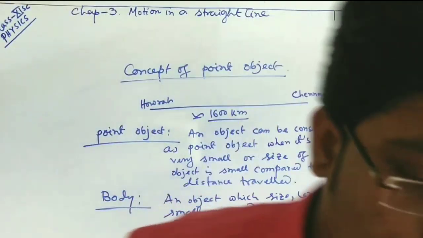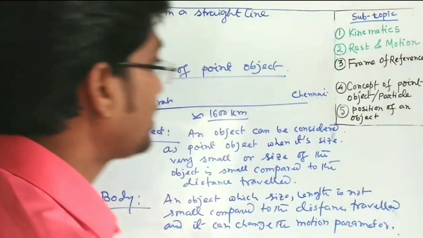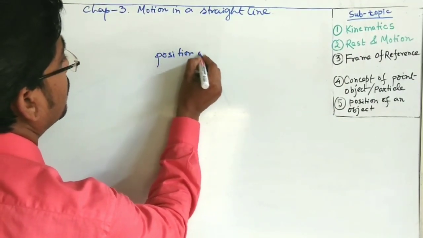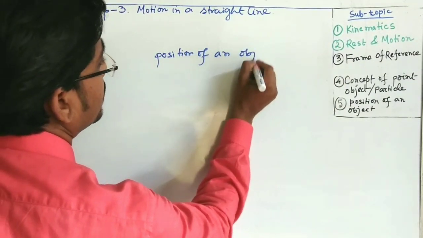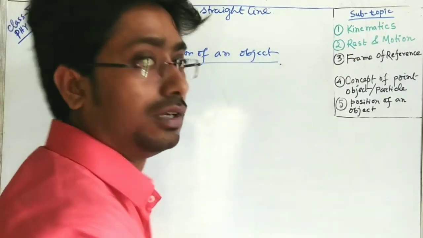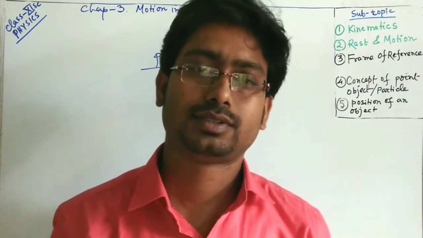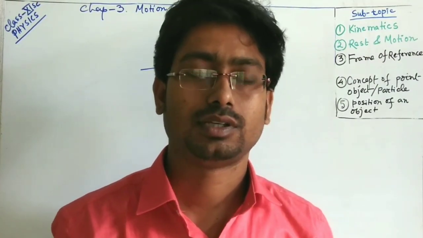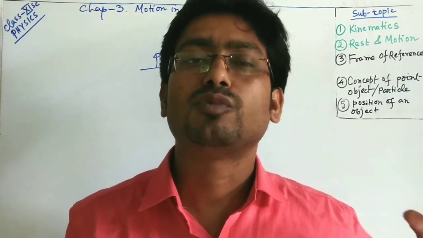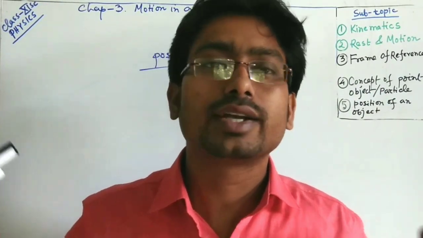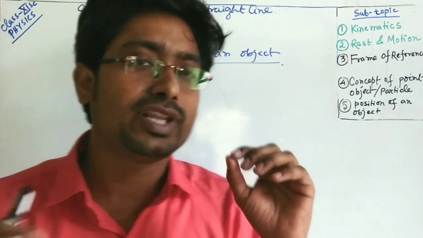Now, number 5, the last topic, is the position of an object. To specify or locate an object, we have to start from a particular point. Sometimes this point is called the origin. Suppose someone asks you, where is your school? To locate the school, you will name the place of the school.